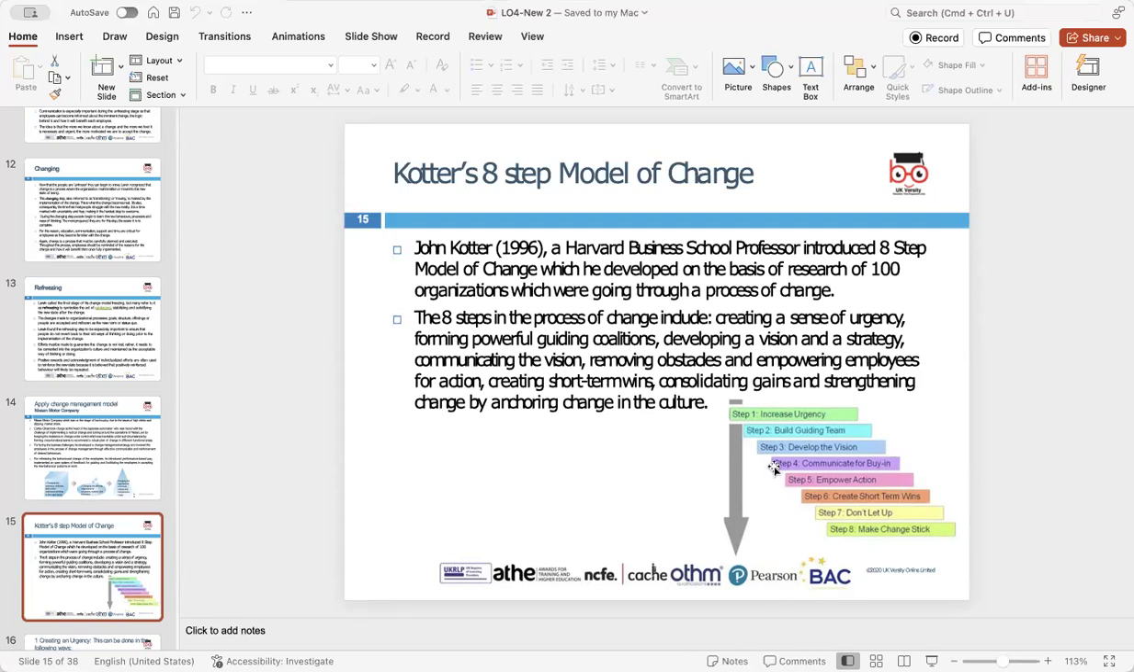So there are 8 steps: increase urgency, build a guiding team, develop the vision, communicate for buy-in, empower action, create short-term wins, don't let up, and make change stick.